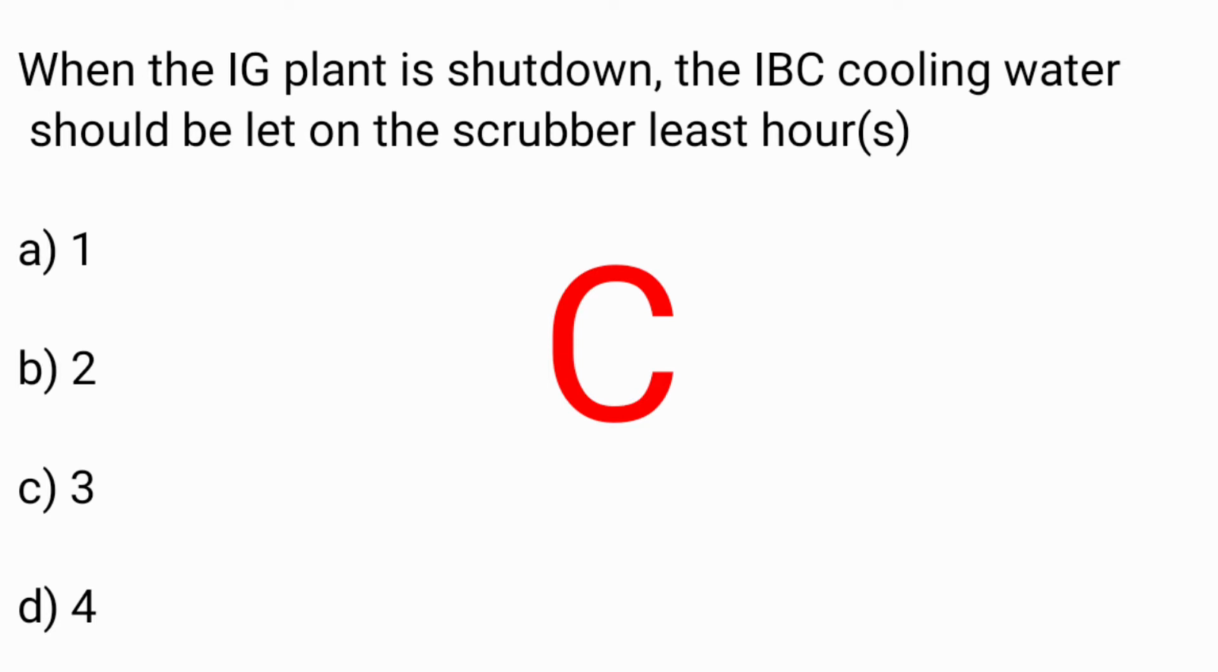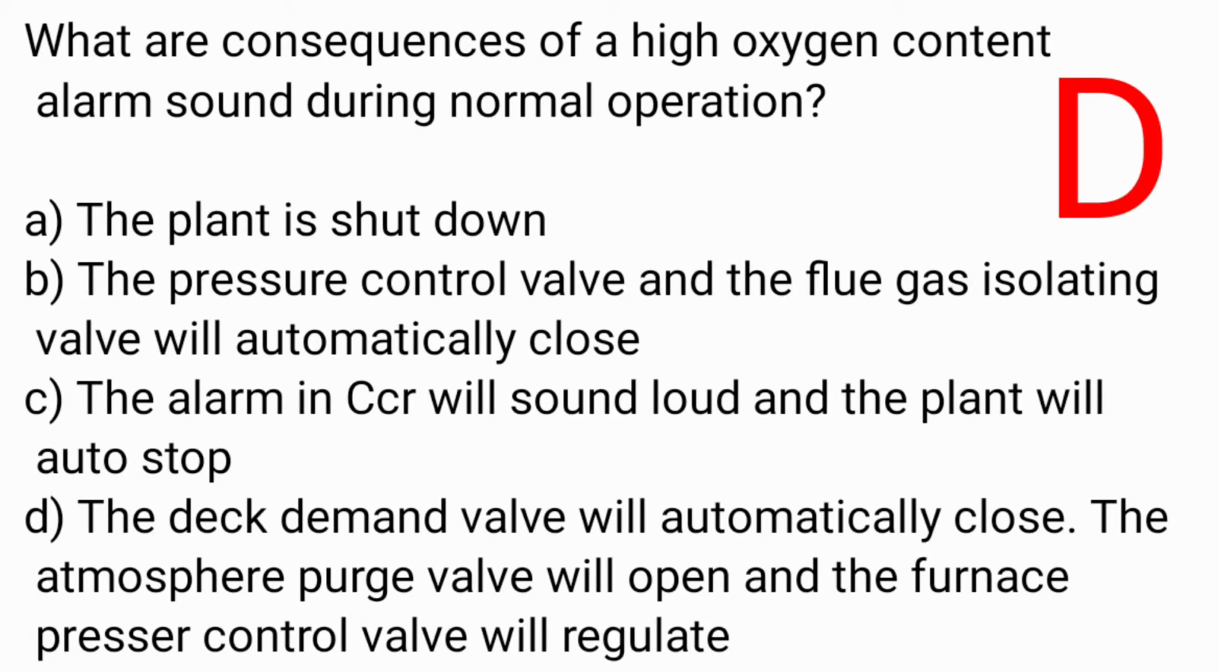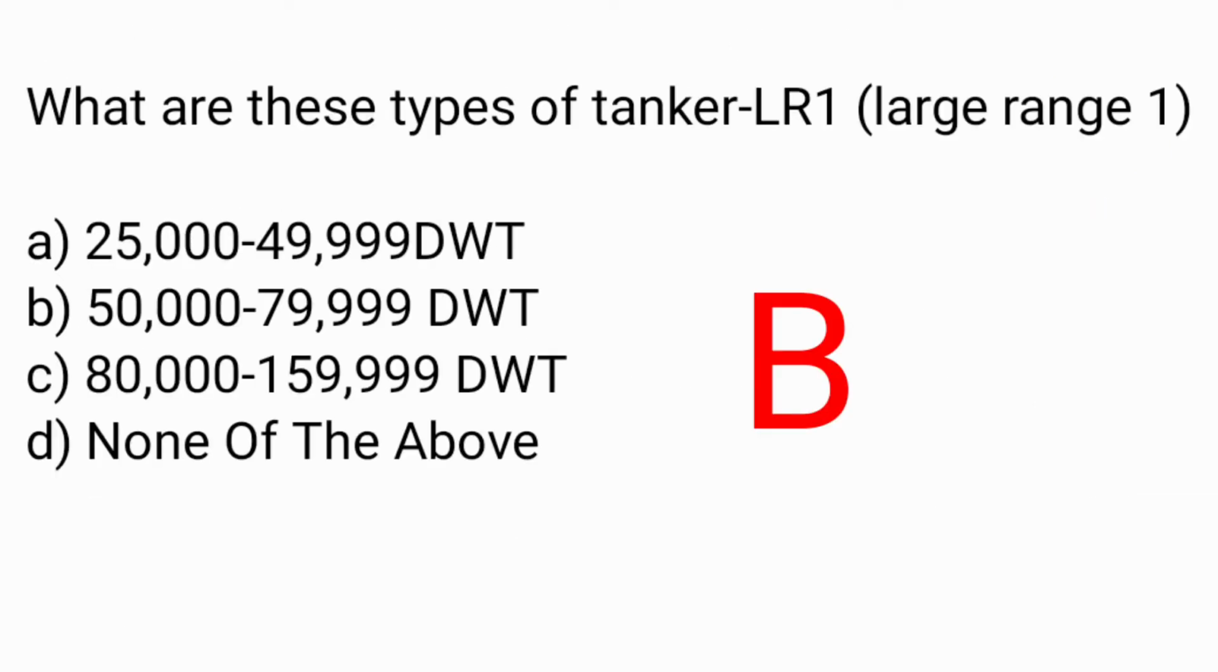When the IG plant is shut down, the IBC cooling water should be let on the scrubbers least are. Answer C3. What are the consequences of a high oxygen content alarm sound during normal operations? Answer D. The deck demand valve will automatically close, the atmosphere plug valve will open, and the pressure control valve will regulate.